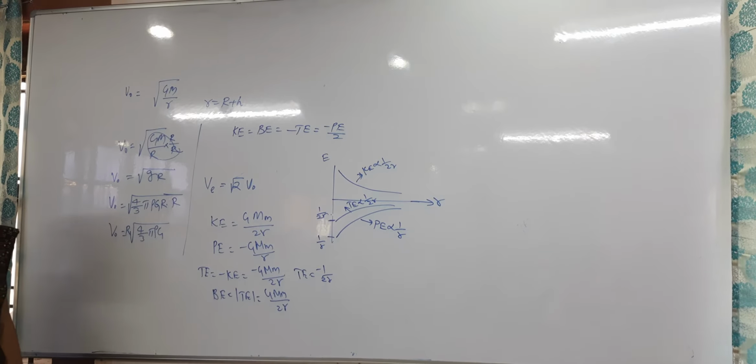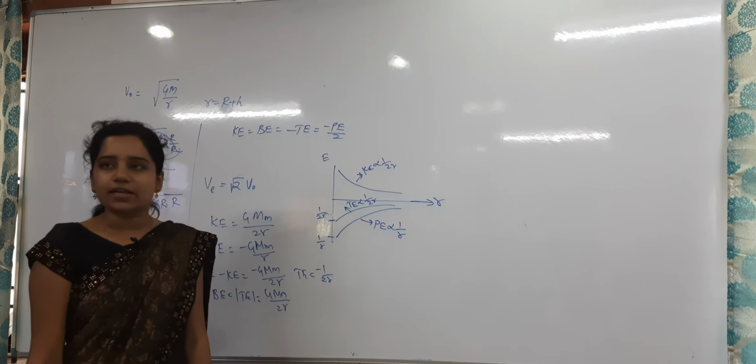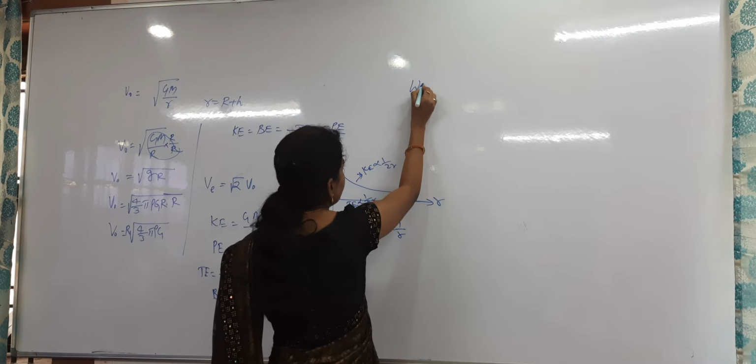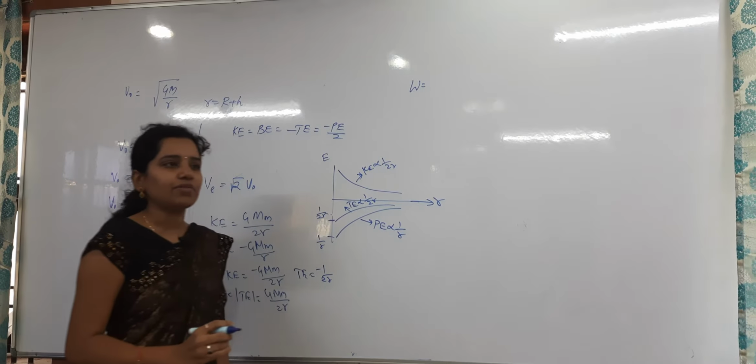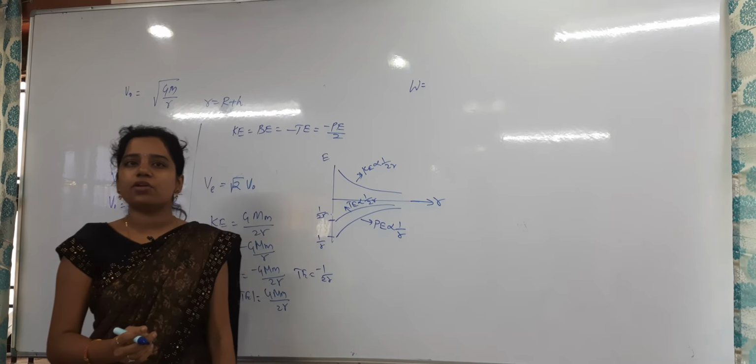And after that what have we seen? Work done to shift a satellite. Yes sir. What can I write for work done? To shift a satellite, whenever we are having kinetic energy and potential energy, if both are there, nothing but what do you have to take?